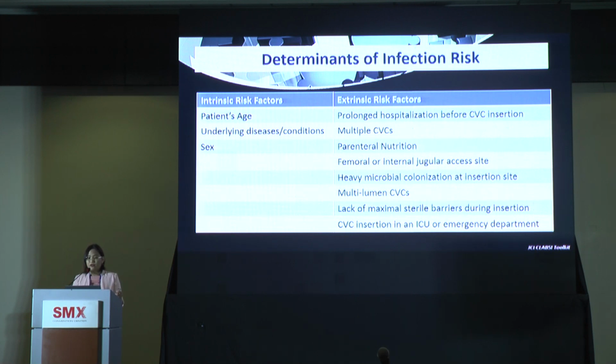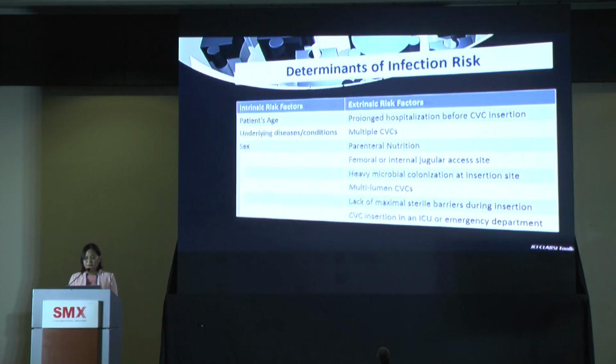And then, of course, there are these extrinsic risk factors. So these are the ones that we can modify and we can address. Anywhere from prolonged hospitalization before CVC insertion, the presence of multiple catheters, parenteral nutrition, the site where we inserted the line is very important, colonization of bacteria at the insertion site, multi-lumen catheters. The more lumens you have, the higher the risk for infection, and the lack of barriers, and so on.